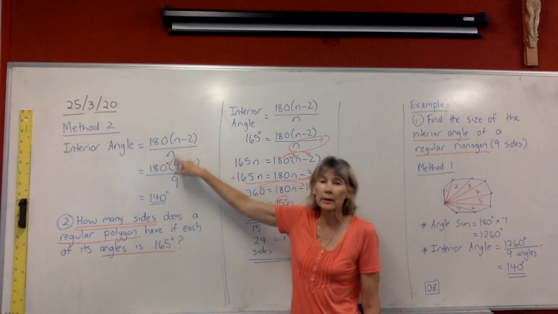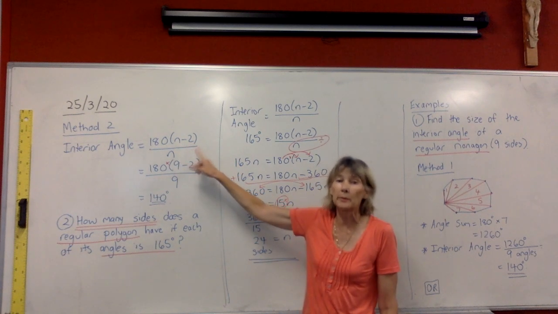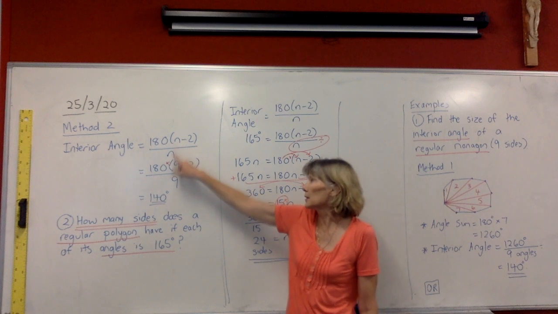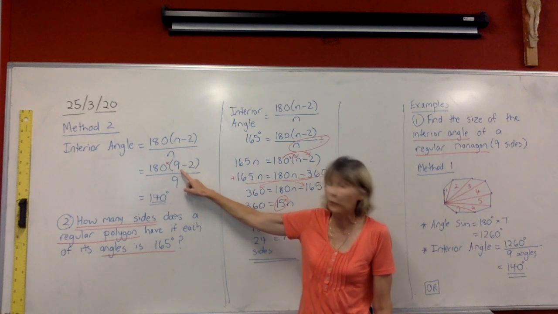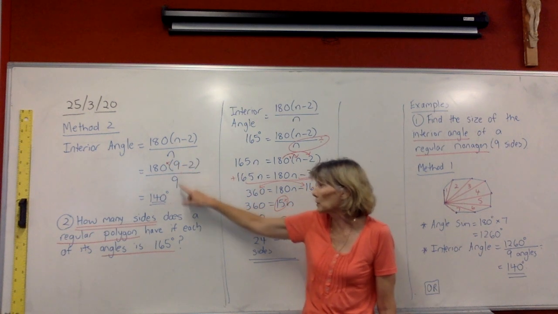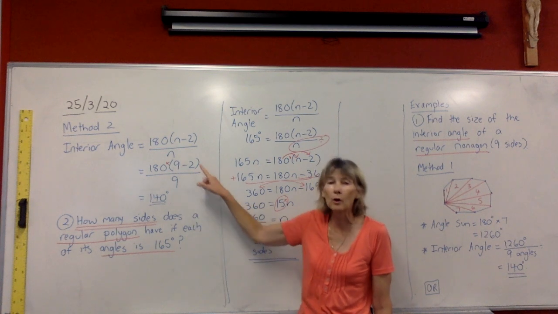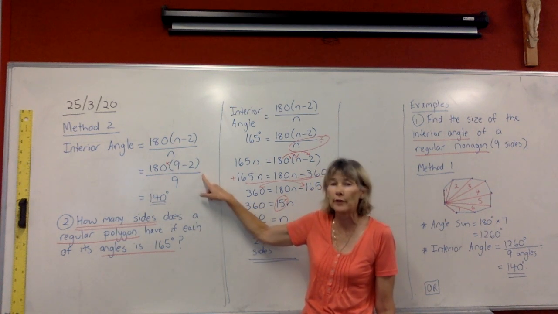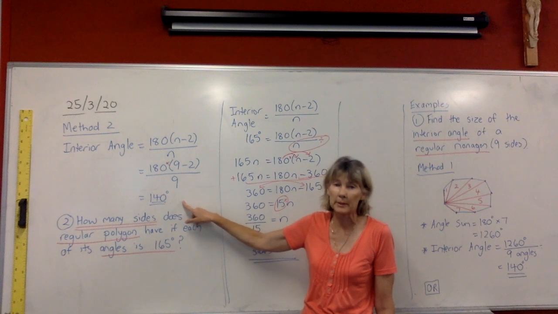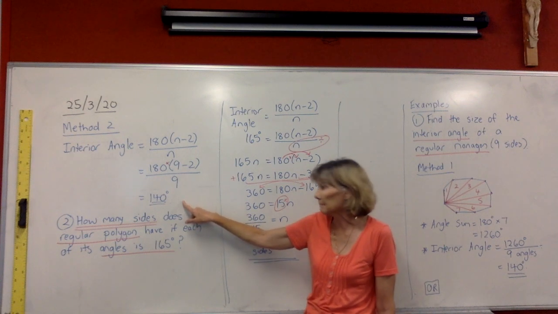All we're doing is putting in for n the number of sides or the number of angles. So this shape had 9 sides or 9 angles, so we're putting a 9 in those spots. If you work that whole thing out on your calculator, just use your fraction key, it will turn out to be the same answer of 140 degrees.